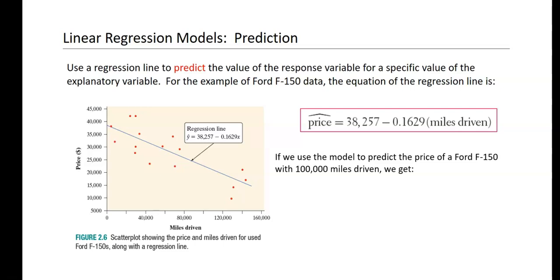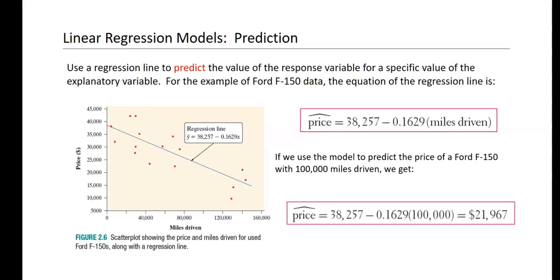So it says, if we use the model to predict the price of a Ford F-150 with 100,000 miles driven, where should I put in the 100,000 miles? Where should I plug that in? Wherever miles driven is. And so you plug it in and you get your answer of 21,967 is our prediction.